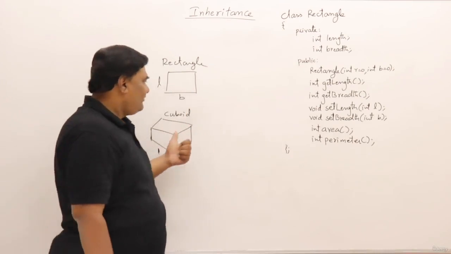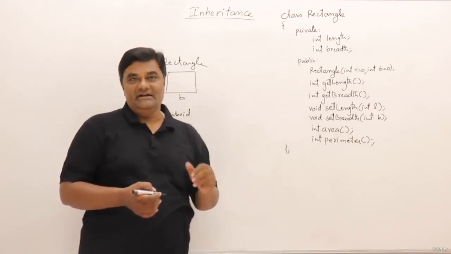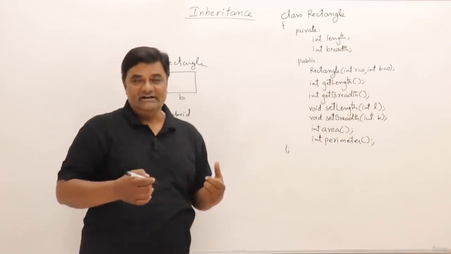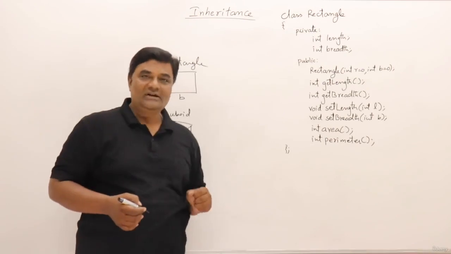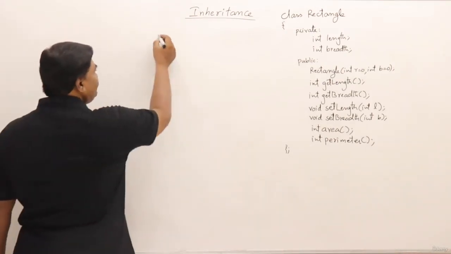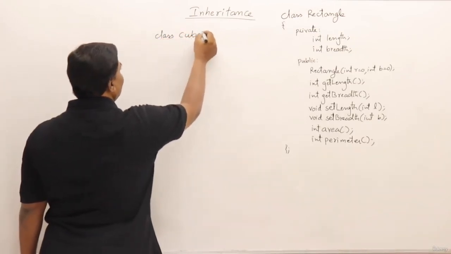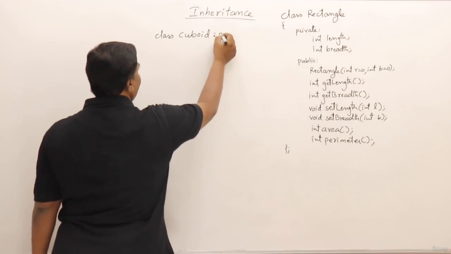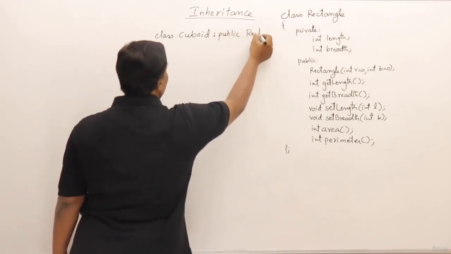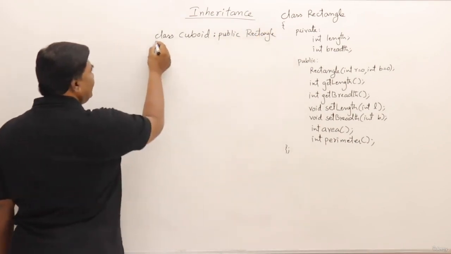Now I want a class for cuboid. So let us write a class cuboid inheriting from rectangle so that it will already get length and breadth, plus it can have its own height. So let us see how to write down this class cuboid. So here I write class cuboid, inherit publicly from rectangle. This is inheriting from rectangle.